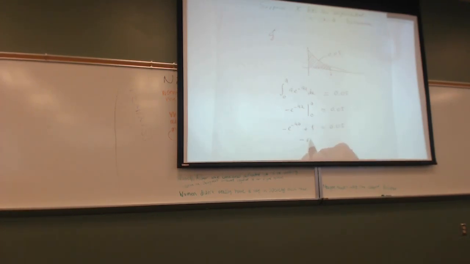Subtract 1 from both sides, which means e to the negative 4a is 0.95. Take reciprocals of both sides. And what's 1 over 0.95? 1.0526. Okay, now take ln's of both sides.